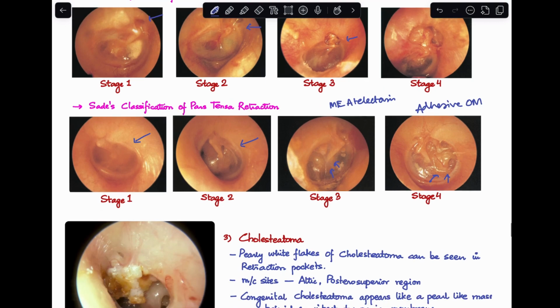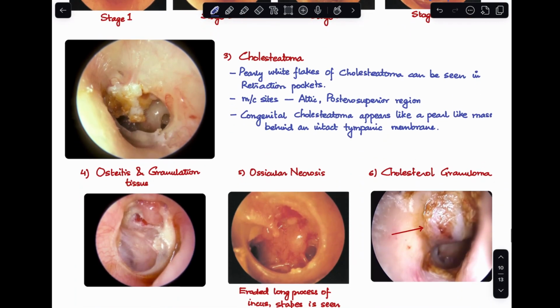The third finding over here is seeing cholesteatoma. What we see, how does it look like? It looks like pearly white flakes which can be seen in the retraction pockets. You can see the image over here. They look pearly white flaky like structure, and the most common sites are either the attic or the posterior superior region. However, this is what I describe as acquired cholesteatoma.